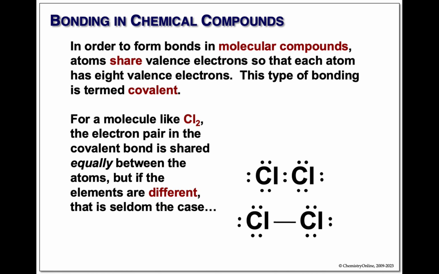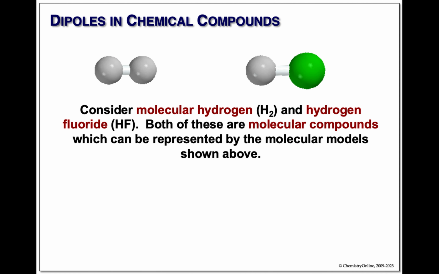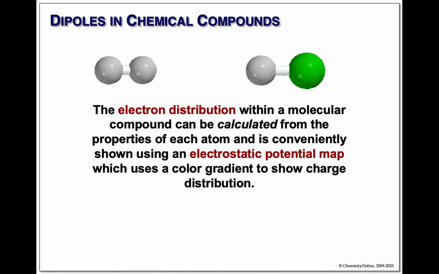Now, when you have a compound that is covalently bonded, and you have the same atoms on both sides, you are probably going to get pretty good sharing between them. However, if you have something with different atoms in a covalent bond, this is hydrogen fluoride. The situation is much different. We're going to explore this using what's known as an electrostatic potential map.